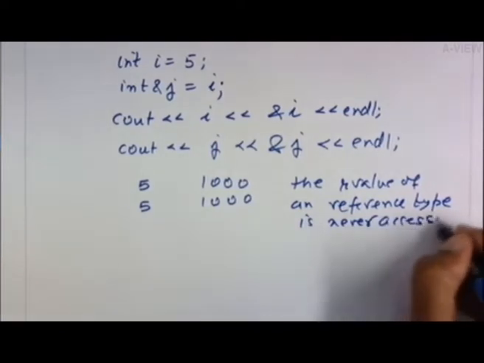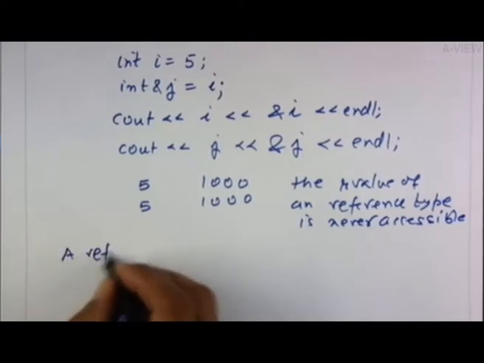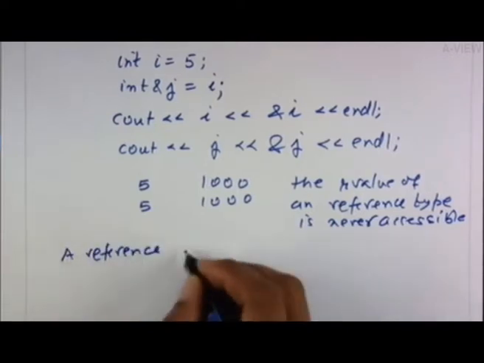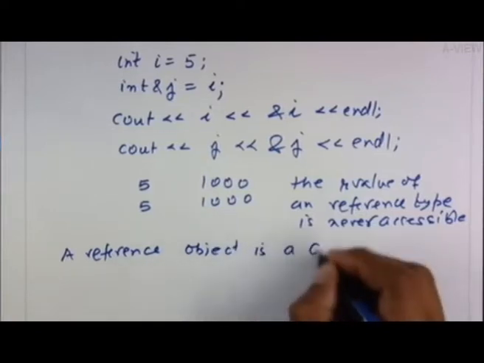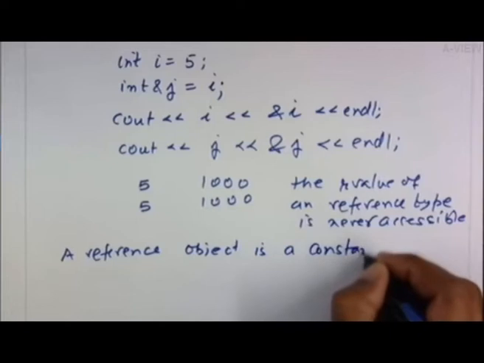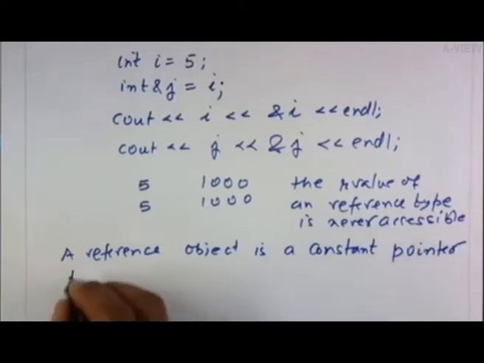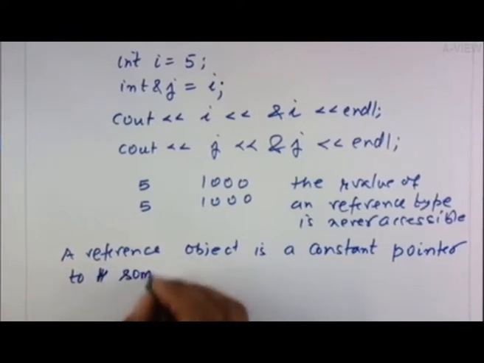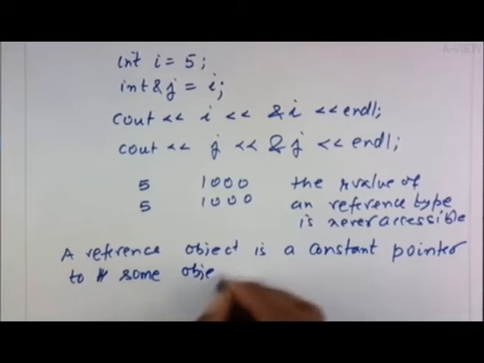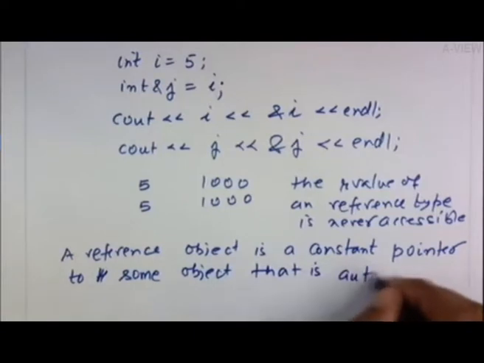So now I give you the full formal definition. What is a reference type? What is a reference object? A reference object is a constant pointer to some object which you have created, that is automatically dereferenced whenever used.